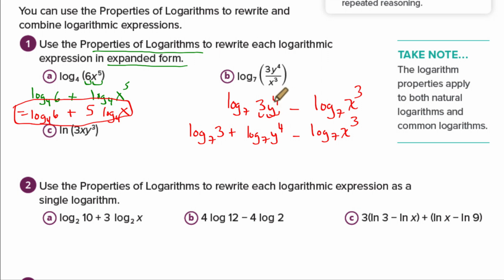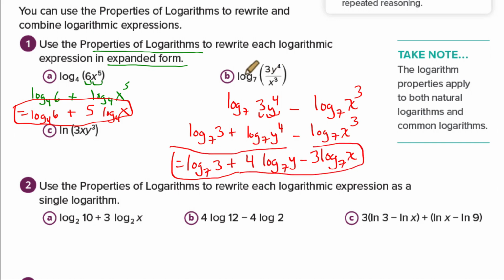Now, that exponent, that 4, only goes on the y. If there were parentheses, we'd have a different situation. But there are not. That 4 only goes to the y, which means I bring that 4 down only in front of this log. Our final answer is going to be log base 7 of 3 plus 4 times the log base 7 of y minus, oh, we got to bring that 3 down too, 3 times the log base 7 of x. This is expanded, isn't it? We took one log.